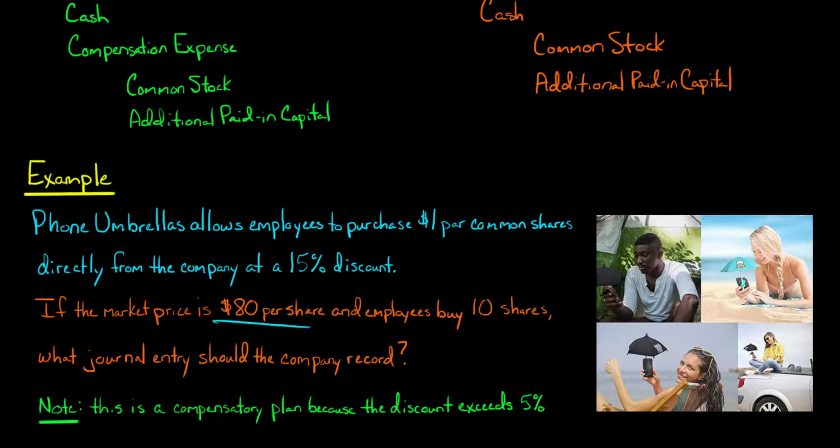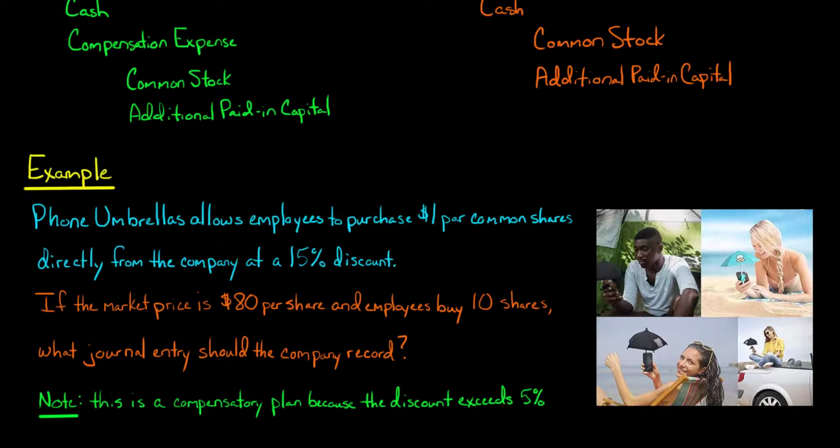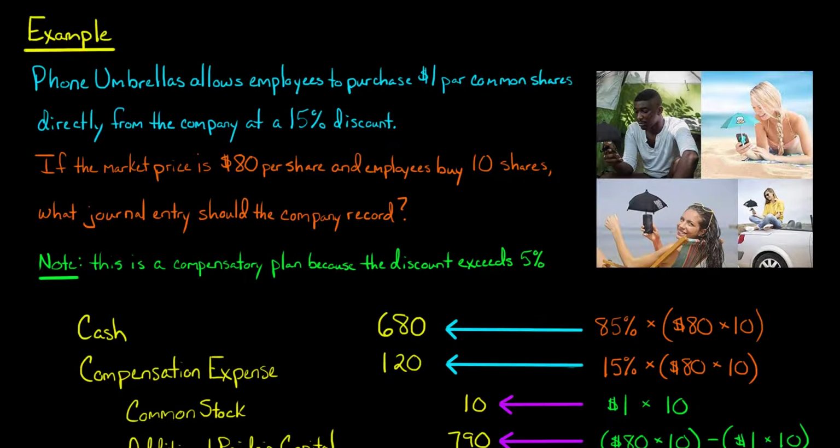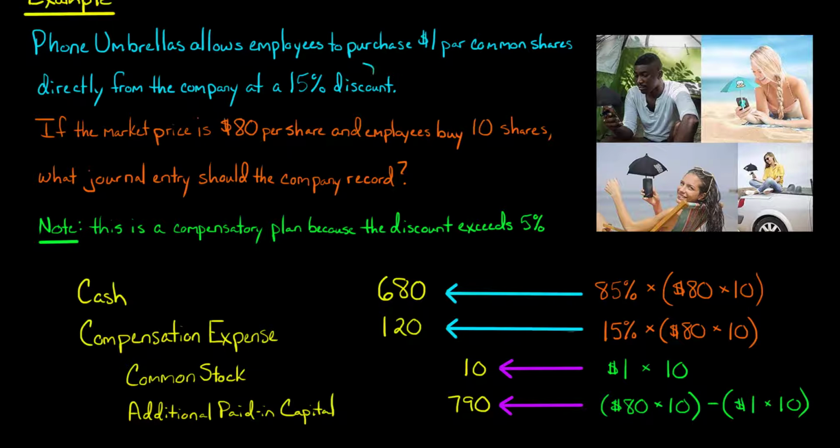Okay, so we got a market price of $80 a share. Let's say the employees buy 10 shares. Now what journal entry would this company have to record? As I said, this is going to be treated as a compensatory plan. The reason being we have a 15% discount, which exceeds that 5% threshold that I mentioned earlier.